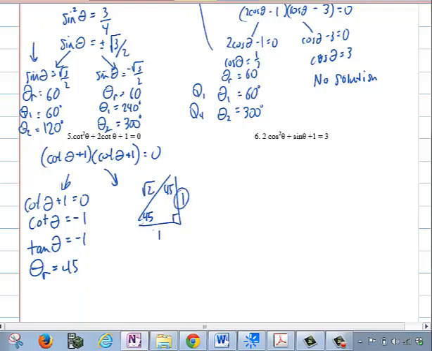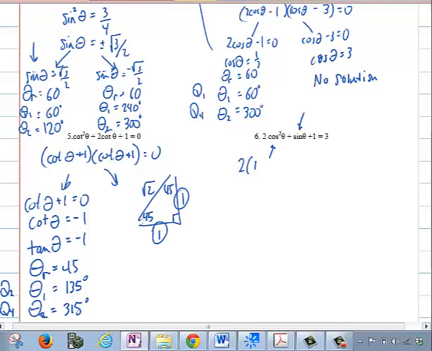And the tangent is the opposite over the adjacent, so our reference is 45. The first answer, because tangent is negative, is in quadrant 2, and the second is in quadrant 4. So 45 in quadrant 2 is 135 degrees. In quadrant 4 is 315 degrees.